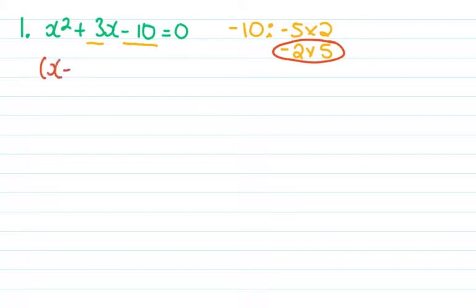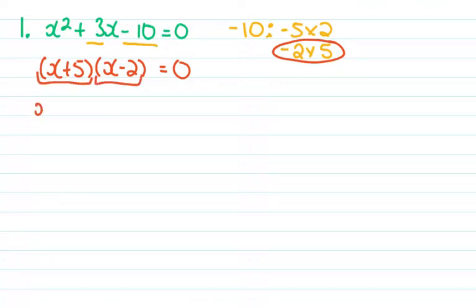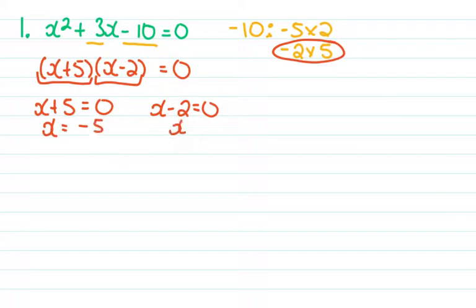So my brackets will be (x + 5)(x - 2) = 0. Now that's factored. I need to find the solution. So I need to set each bracket equal to 0. So x plus 5 equals 0, x minus 2 equals 0, so x equals -5, and x equals 2.